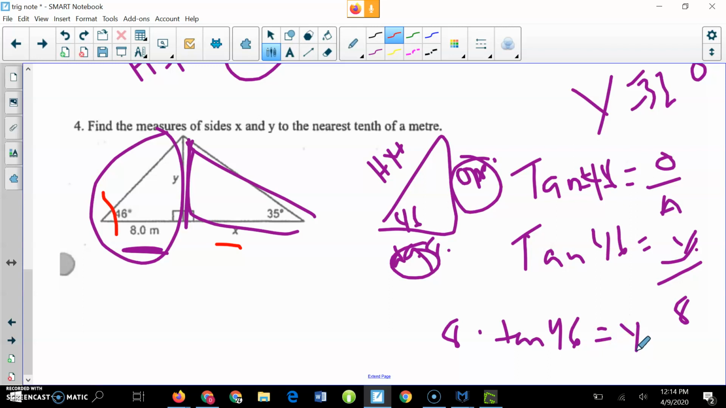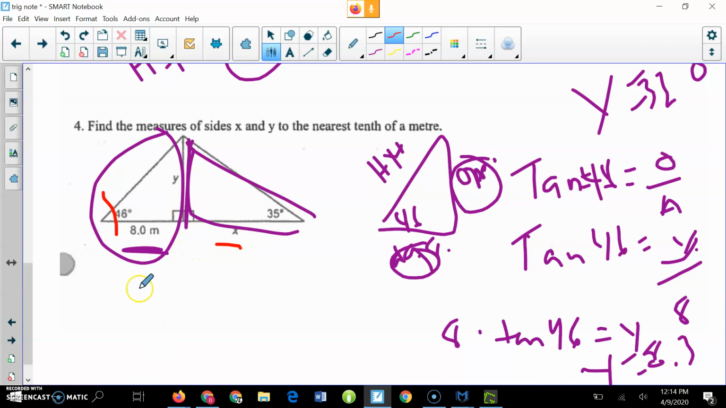So if I do that here, sorry, my calculator's playing up on me. Flip this back. 8 times 46 tan equals 8.2. So this is now y is equal to 8.3, actually 8.3. Okay, so 8.3 is this length here.